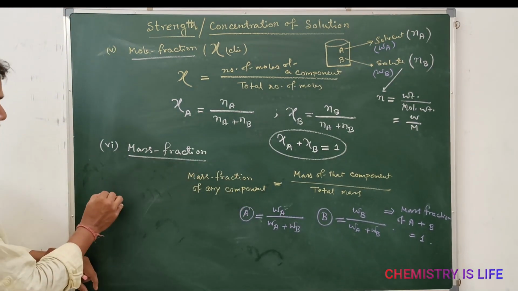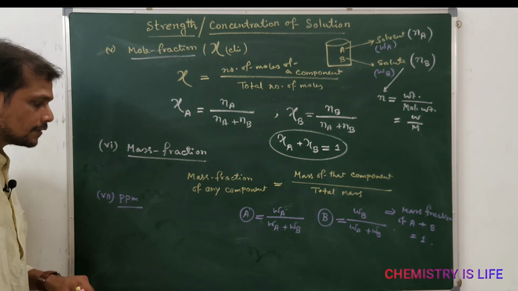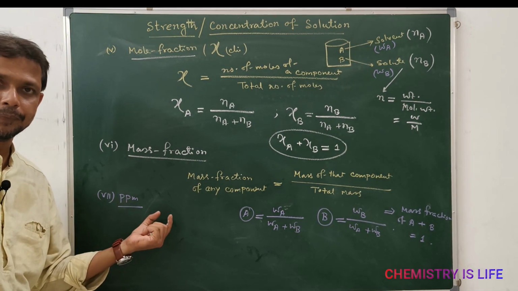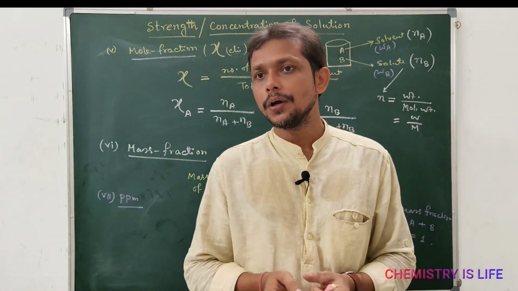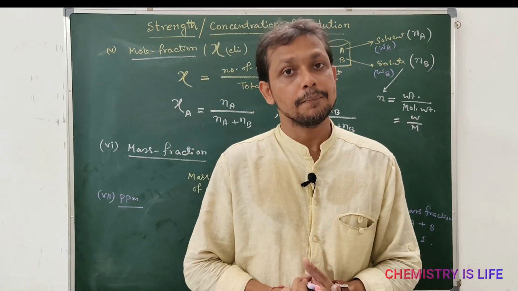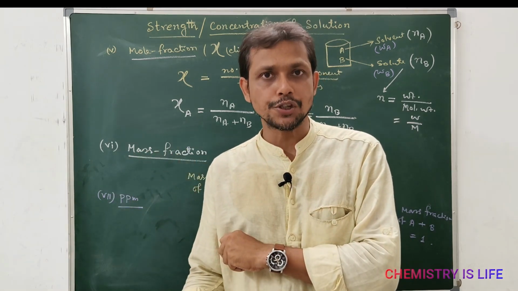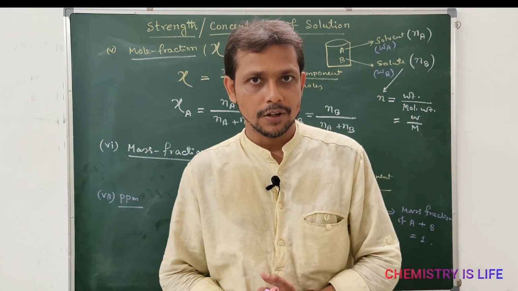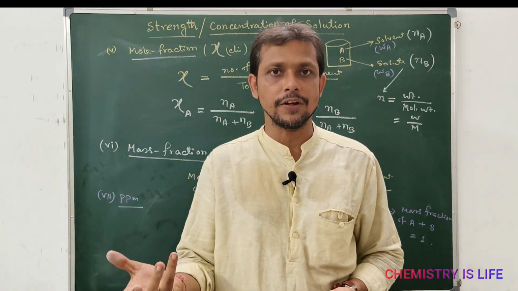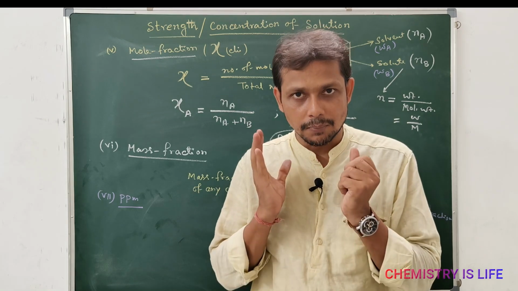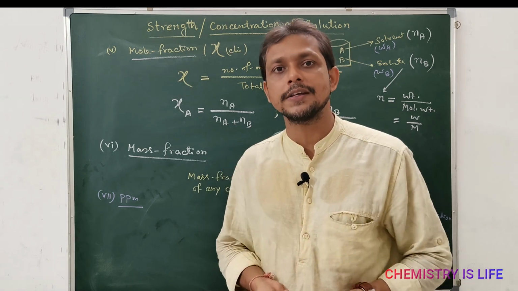Okay, and last, this is ppm. It is called parts per million. Million means 10 lakhs. So it is defined as the mass of solute present per million parts of the mass of the solution or mass of the solvent. So per million mass of solution or solvent, the mass of solute present in it. It is mainly used to measure the hardness of water.